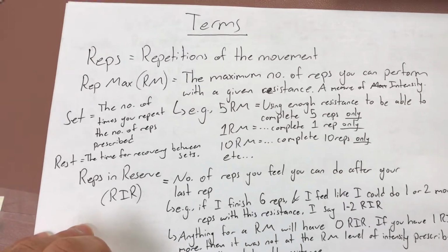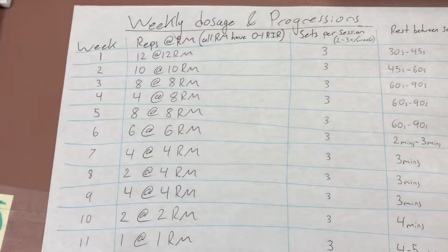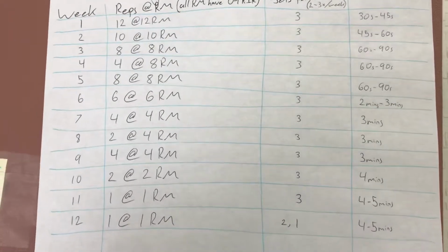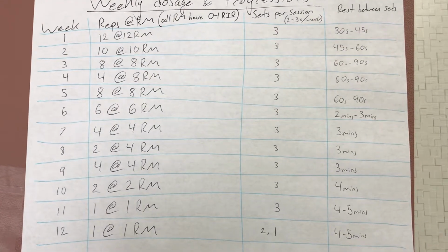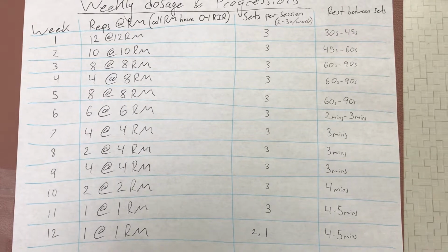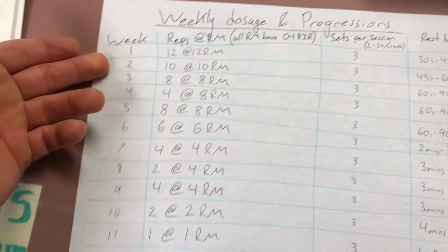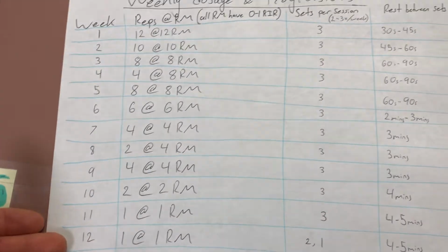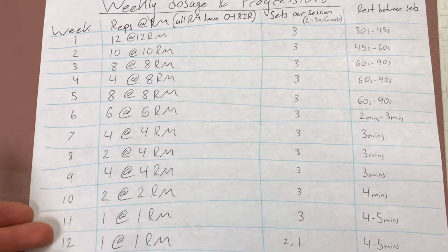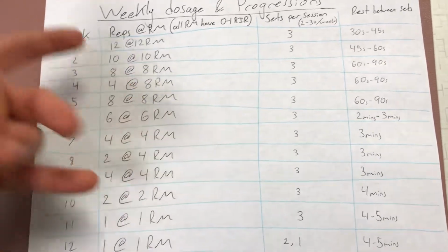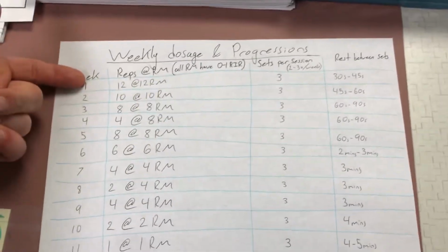Now that we've gone through the terms, we're going through the weekly dose and progression. So I'm gonna keep that there. You can pause it and take a screenshot if you want. You will notice that this is a 12-week long program, okay? And you can use this pattern over and over again. So after these 12 weeks, you can start again at week 1.